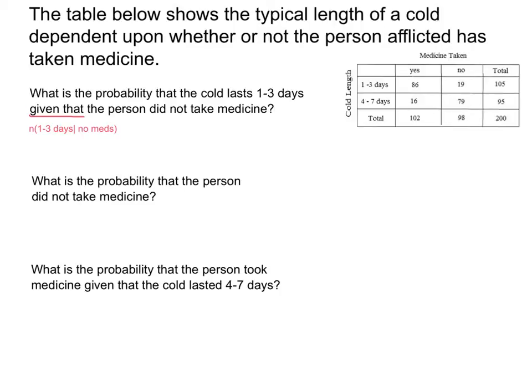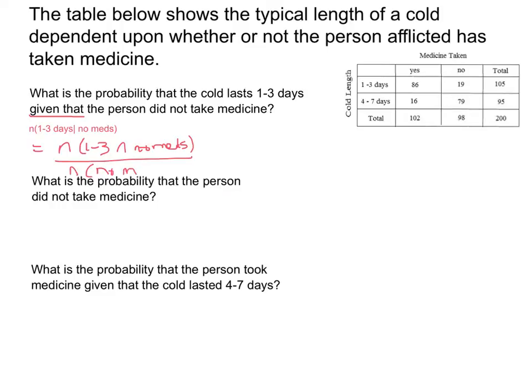Okay, so our formula reads the number of 1 to 3 days given no meds. Now, the reason that we have number and not probability is because this chart gives us actual numbers. And we know that when you have conditional probability, it's the same formula whether you have the number of those elements or you have the probability of those elements. So this is the formula we're going to use here. And according to our conditional probability, this is equal to the number of 1 to 3 intersect no meds divided by the number of no meds.